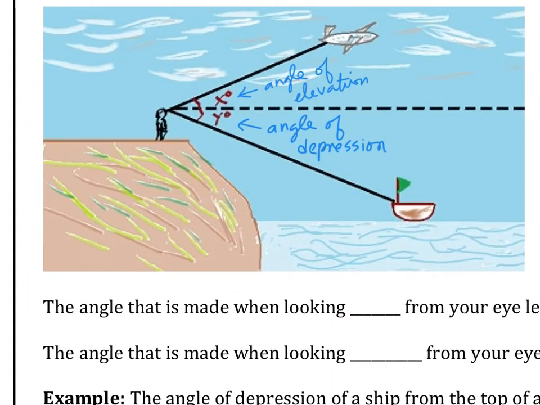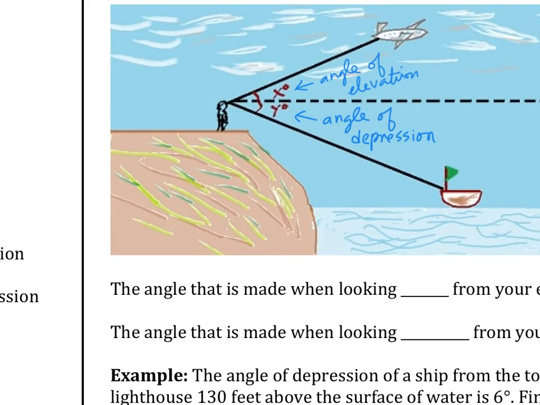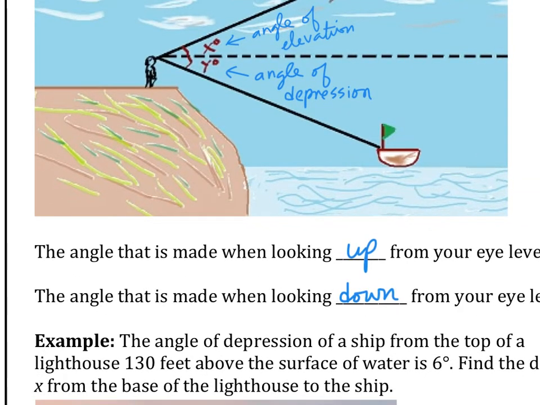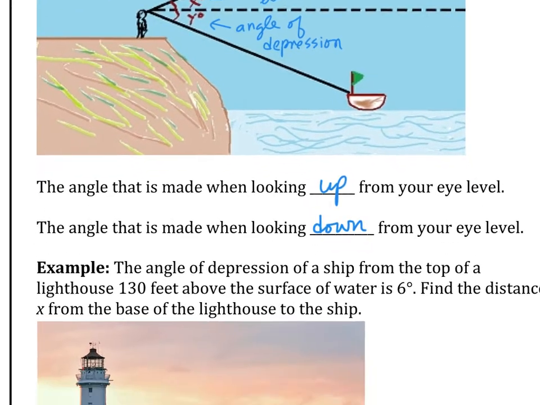Okay, all right. So the angle of elevation is the angle that is made when you look up from your eye level. And the angle of depression is made when you look down from your eye level. So this is how we're going to find out whether you really understand which angle is which.